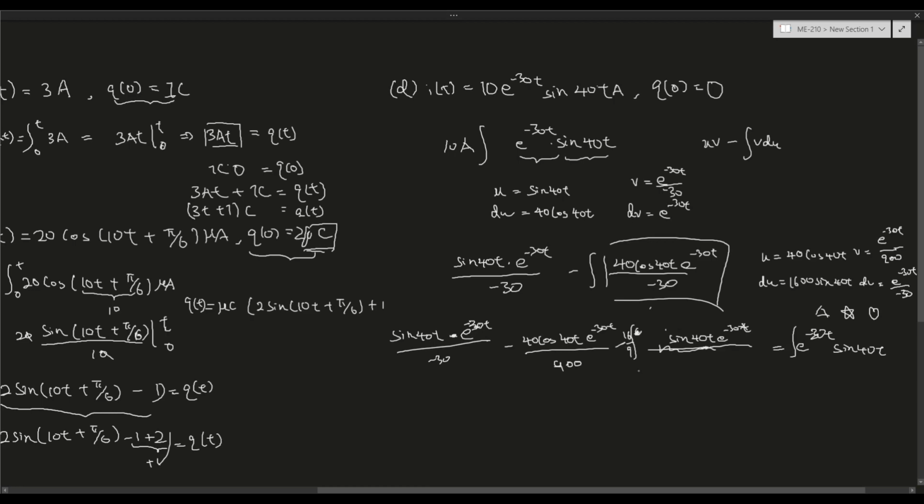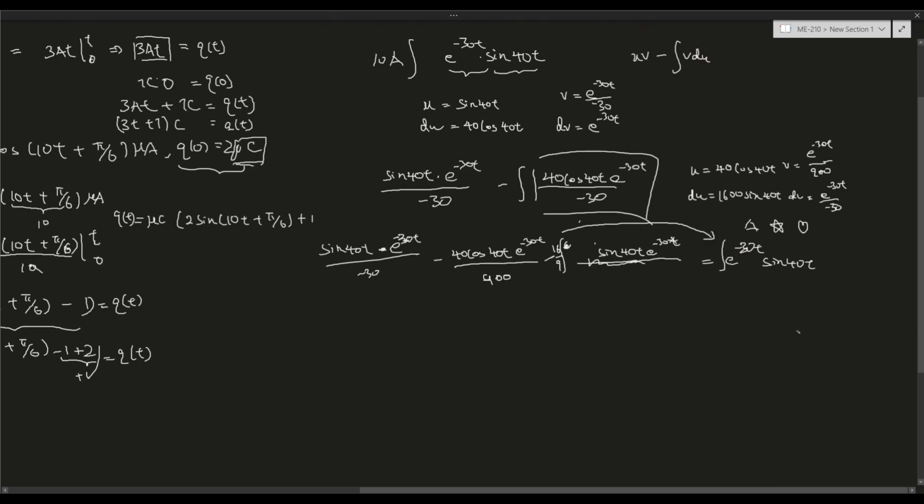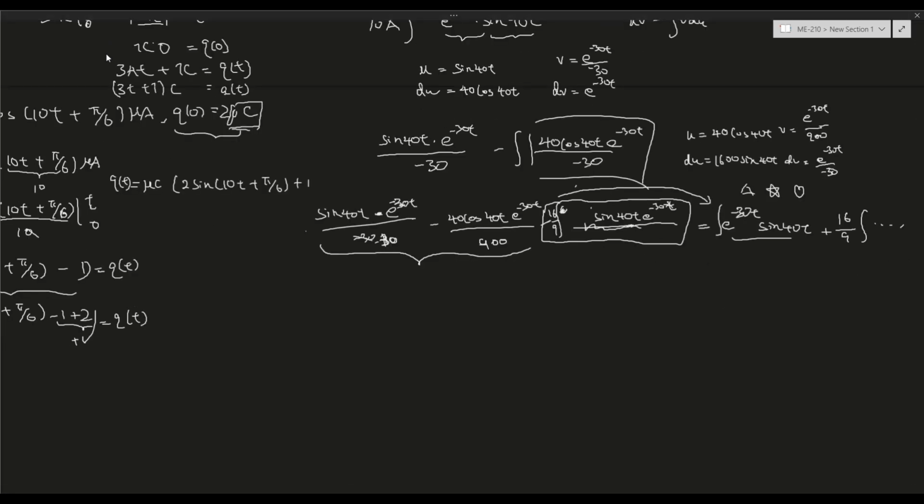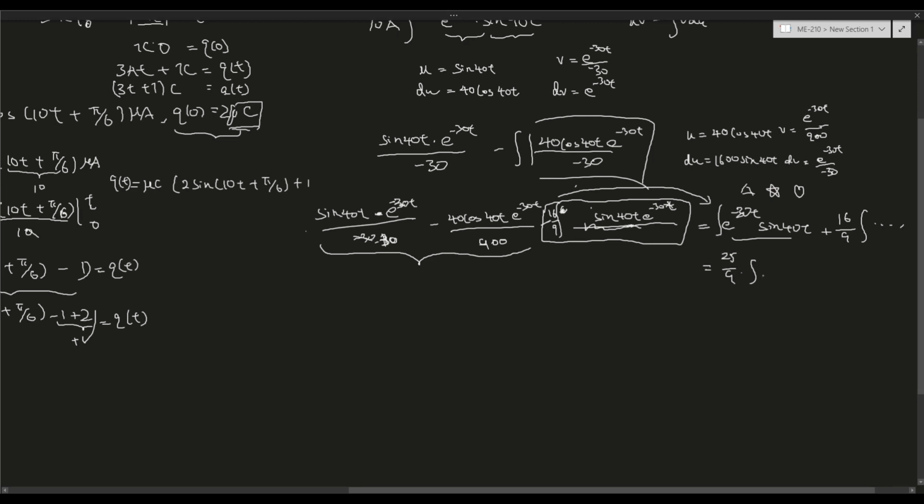So we can just treat this as if we added all the way over to this side, right? We add 16, 9, and so on, which gives us 16 over 9 plus, this is 1, so 9 over 9. That would give us 25 over 9 times the integral of e to the power of negative 30t times sine of 40t on this side of the equation, right? And this is the answer that we're trying to find.